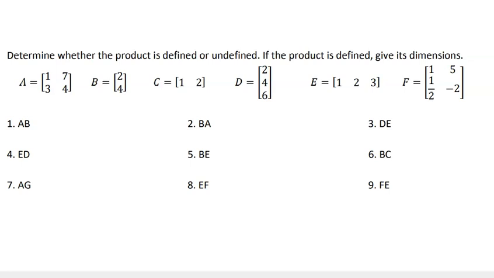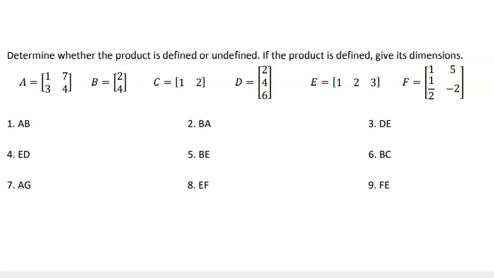All right, we are deciding whether or not the product of each of these matrices is defined, and if it is, what its size, or dimensions, will be. So the first one here, we have A times B. What we might do is just start by actually going through and listing each of these sizes.